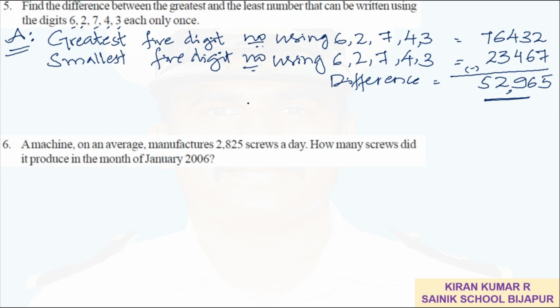Look at question 6. A machine on an average manufactures 2,825 screws a day. How many screws did it produce in the month of January 2006? In the month of January, which means there will be 31 days. So the number of screws manufactured in a day is given. Multiply this with the number of days, you will get the total number of screws produced in the particular month.